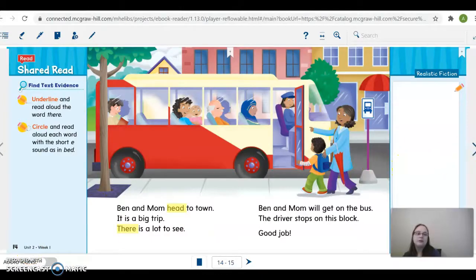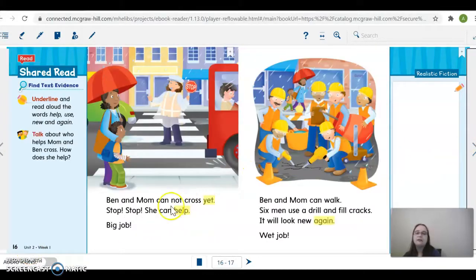Okay, so we're going to head on over to our next page. It says, Ben and Mom cannot cross yet. Stop, stop, she can help. Big job.